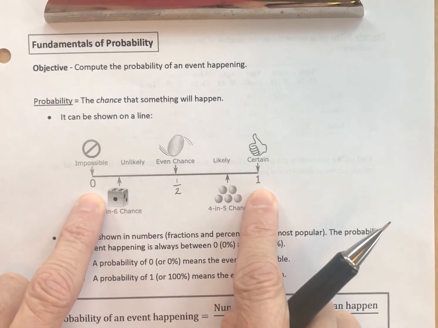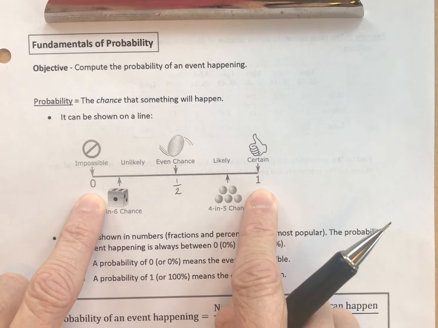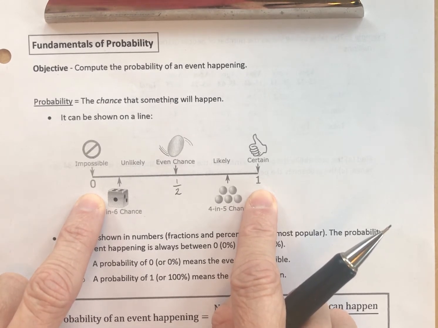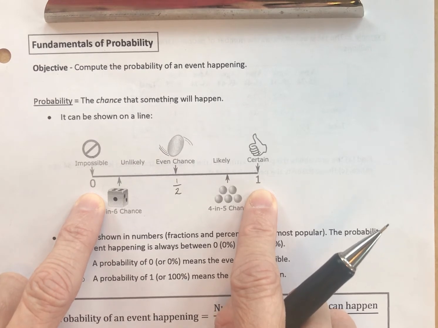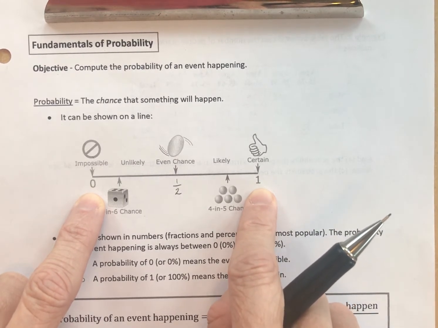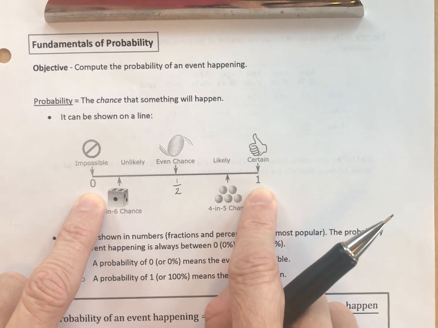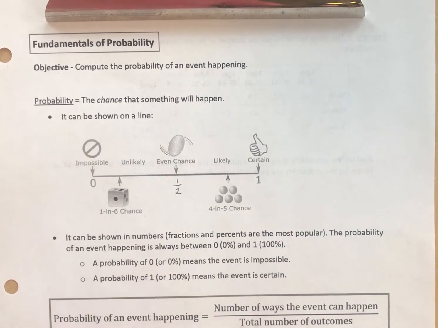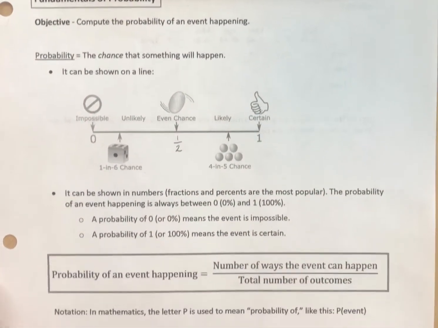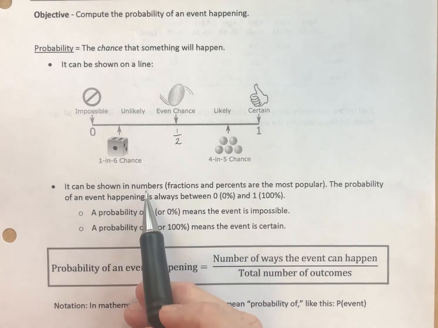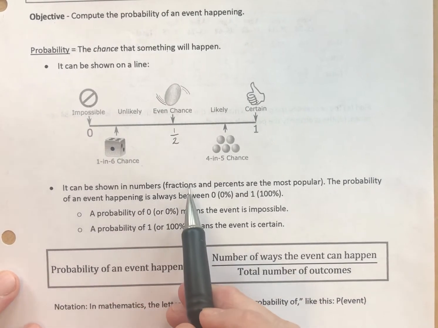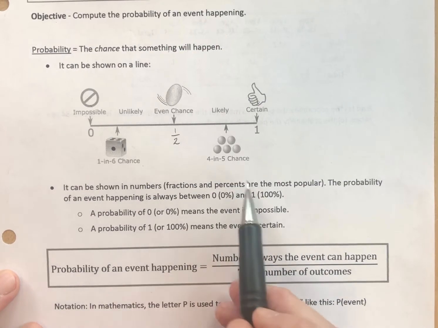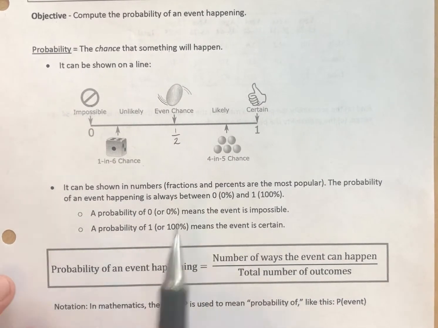But 0 means it's not going to happen. It is impossible. The probability that I jump over a 10-story building, not going to happen, impossible. A 1 means that it is certain. Okay, it absolutely is the case. So that's a nice little picture. Normally when we work with probability, though, we tend to see it in numbers, and usually we see it in fractions and percents. Oftentimes it's percents.